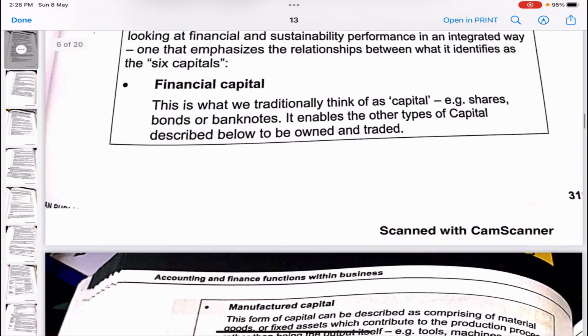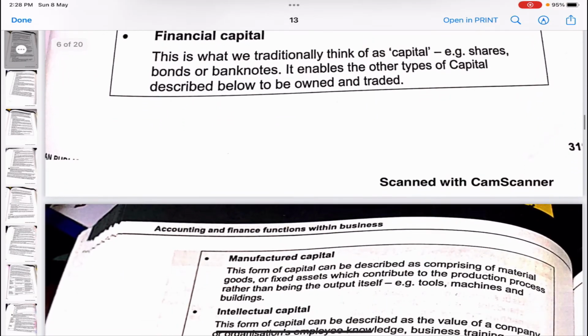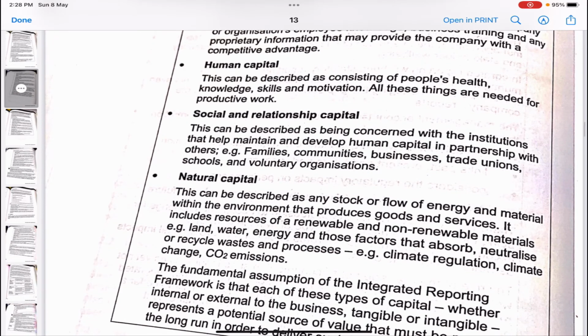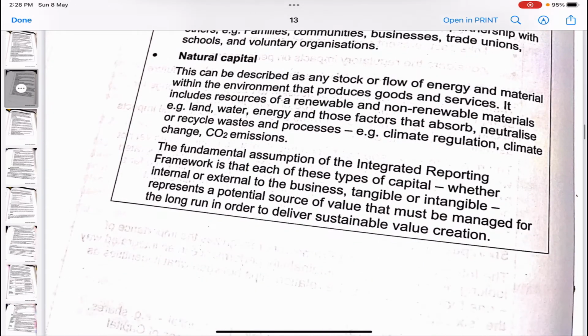So, what are the six types of capitals which we've seen? Financial capital, manufactured capital, intellectual capital, human capital, social and relationship capital, and natural capital.